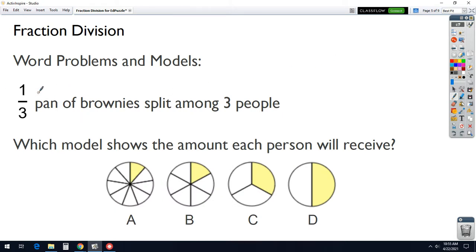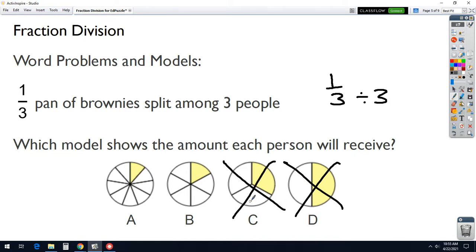1/3 of a pan of brownies is split among 3 people. So there's our problem, 1/3 divided by 3. Which model shows the amount each person will receive? Well, they're not going to get half a pan of brownies. We didn't even have half to start with. What about C? Is each person going to get 1/3? Well, no. That's what we started with. We need 1/3 broken into 3 parts.